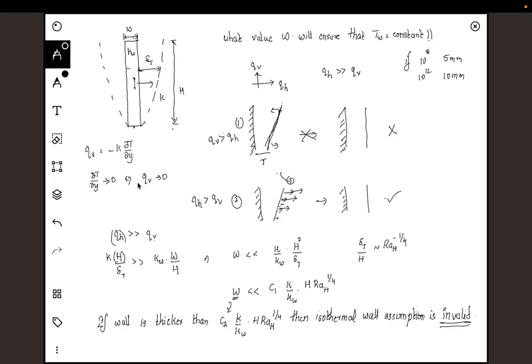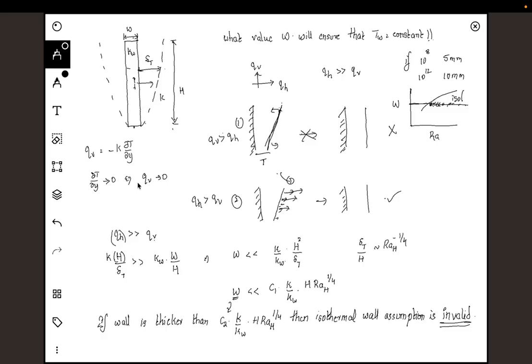So for the given plate, as the Rayleigh number increases, the assumption is more and more valid, because the allowable thickness is continuously increasing. If this is my Rayleigh number and this is the allowable width, as the Rayleigh number increases, the allowable width increases. So if I have a particular geometry with a given W, then at higher Rayleigh numbers it will always be valid. All my points will be falling within this line, and anything on this line is isothermal.